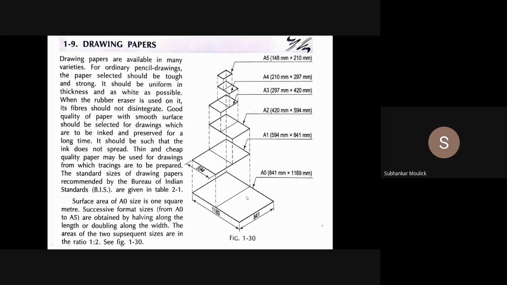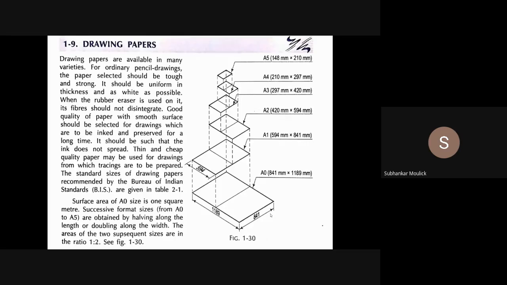Since it is a rectangular paper, we know that the area of a rectangle is length into breadth. So your breadth is 841 mm and your length is 1189 mm. How can you convert an A0 size paper into an A1 size paper and so on? There are two ways. The first way is either you can make the length half, or you can double the width. Again, I am repeating. Either you can make the length half, or you can double the width.